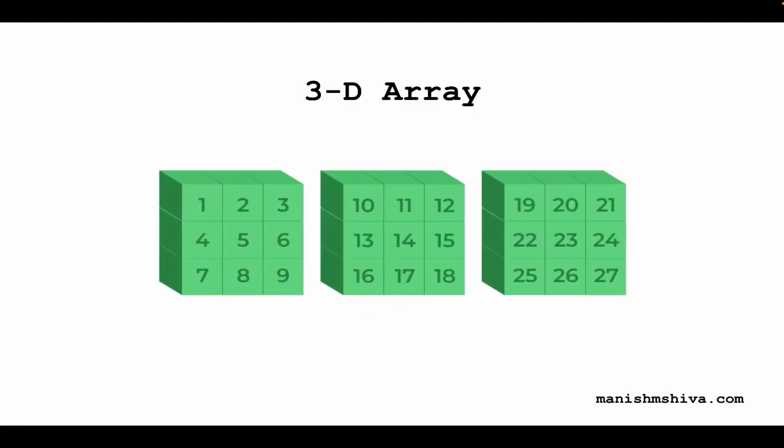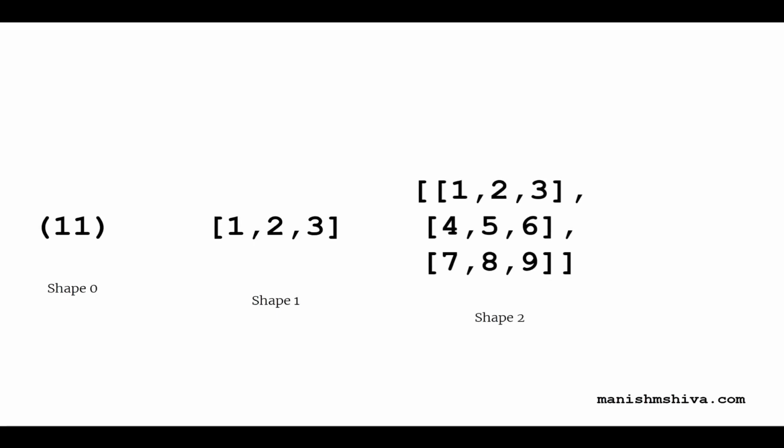For example, we have scalars, which is just a single number. Then we have a vector, also called an array. Then we have a matrix, which will be a two-dimensional array. Finally, we have a tensor, which is an n-dimensional array, which means it can have any number of dimensions.